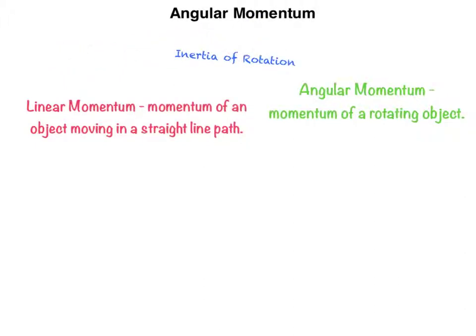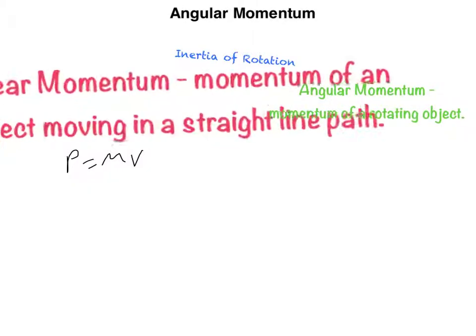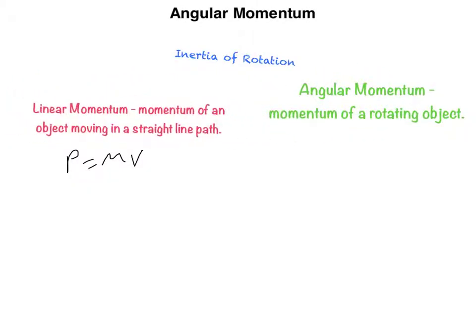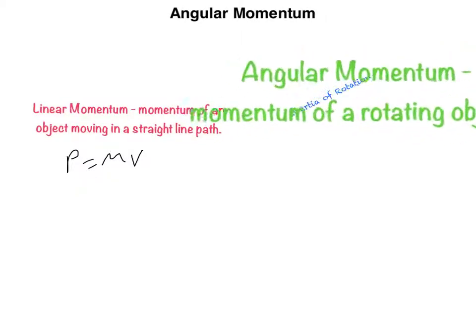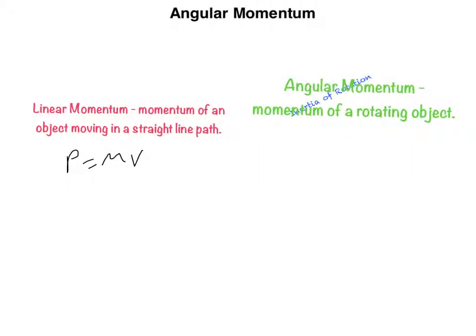Now remember, when we talked about momentum, we said that all objects have inertia of motion, or what we call momentum. And momentum is simply the product of mass times velocity. That kind of momentum is linear momentum, momentum of an object moving in a straight line. Similarly, inertia of rotation will give an object what's called angular momentum, or the momentum of a rotating object.